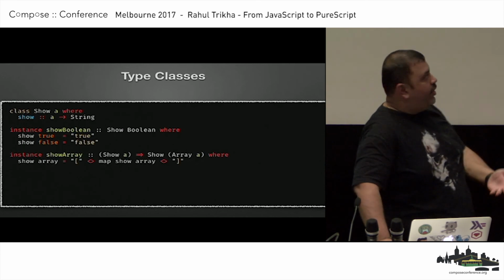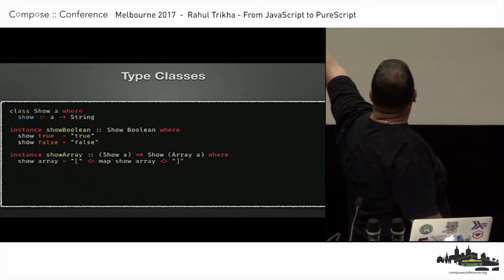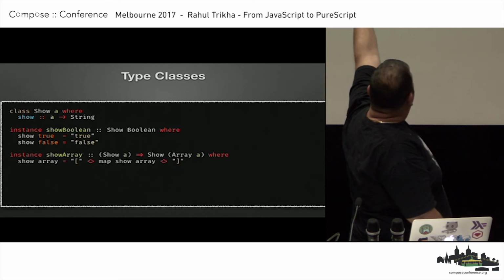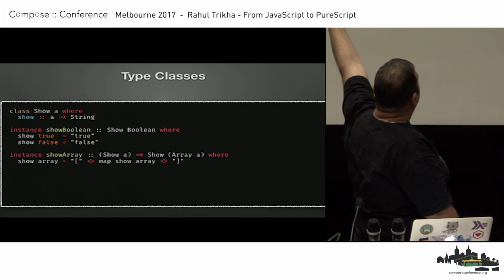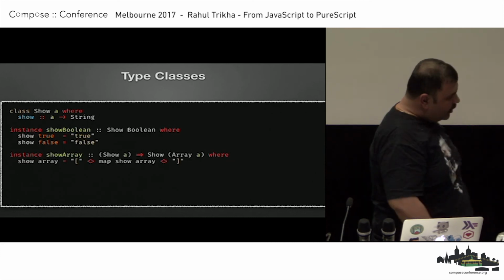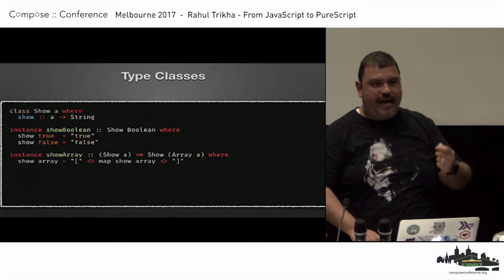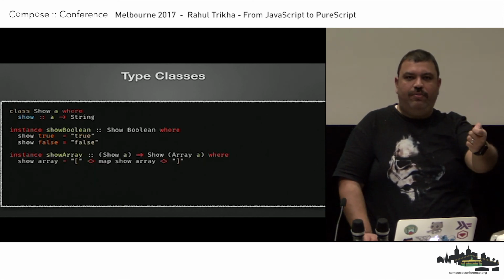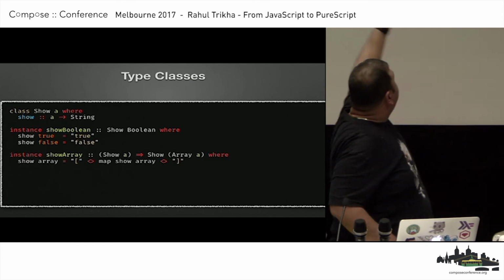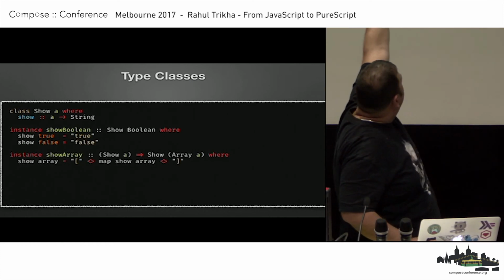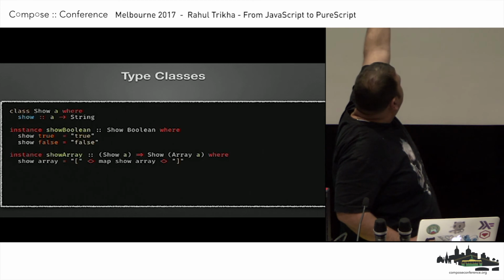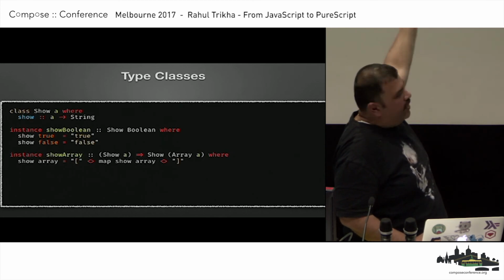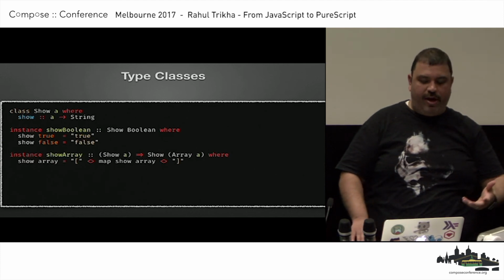But you can do more things. You can do show array. So an array can have, okay, I'm going to map over each of the values, concatenate that, and show it together. But the thing is that you don't know what that A is. That A could be something which doesn't have a show on itself, right? But you can restrict it. So after show array, I'm saying that A has to have a type class of Show. So it will only be implemented for an A which has a Show type class on its own.